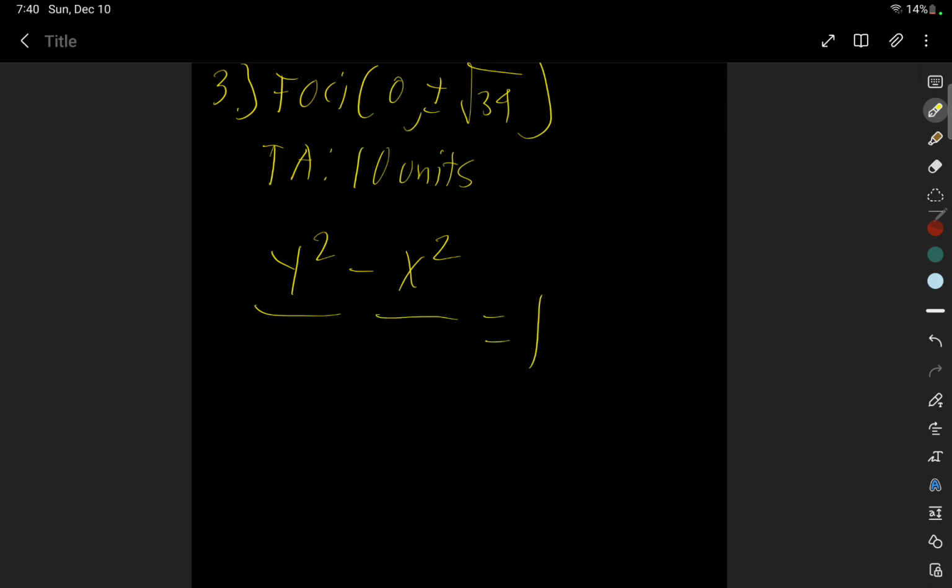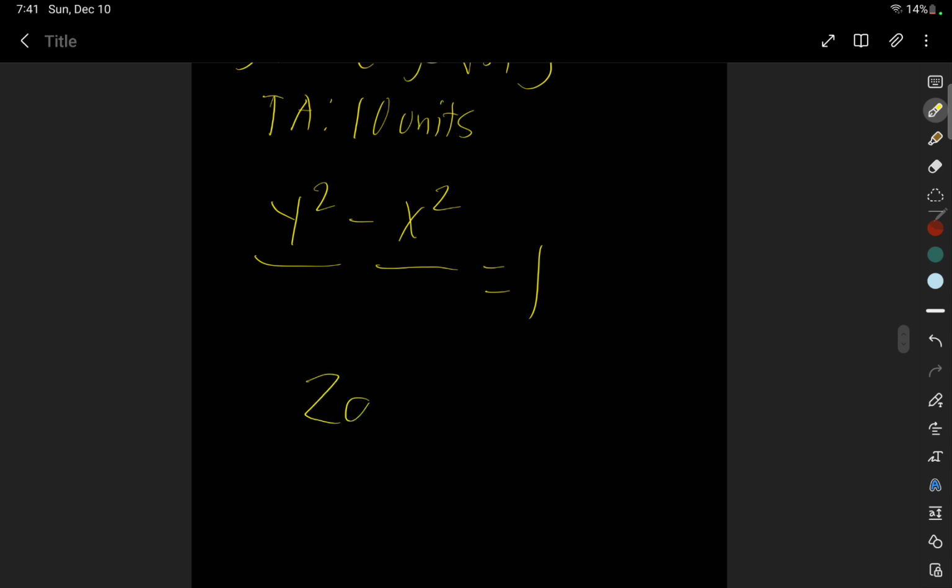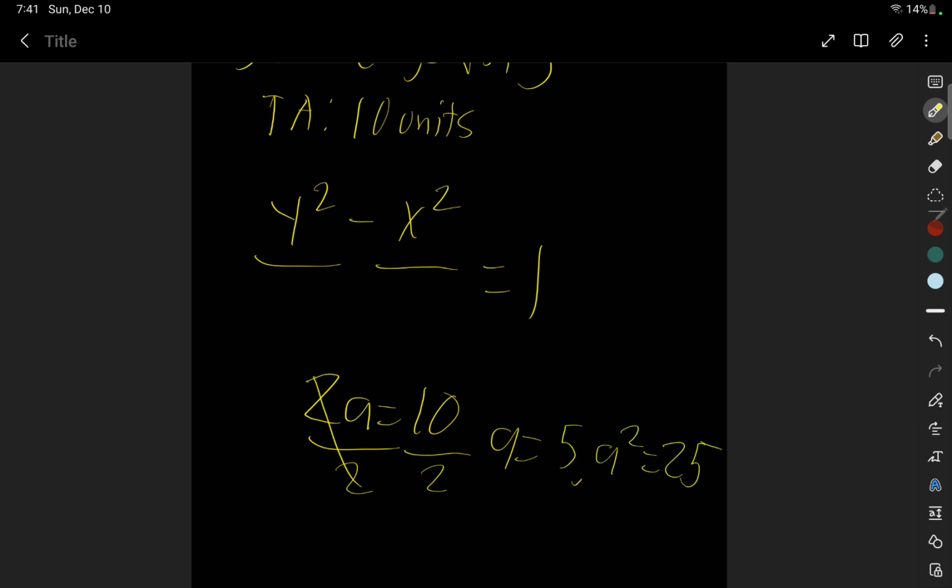Since the transverse axis is A, let us equate this to 2A is equal to 10. Divide both sides by 2 to cancel A. Since A is 5, then A squared is 25. So, ang A squared natin is lagi na sa positive equation, which is yung nauuna. So, may siyang 25.